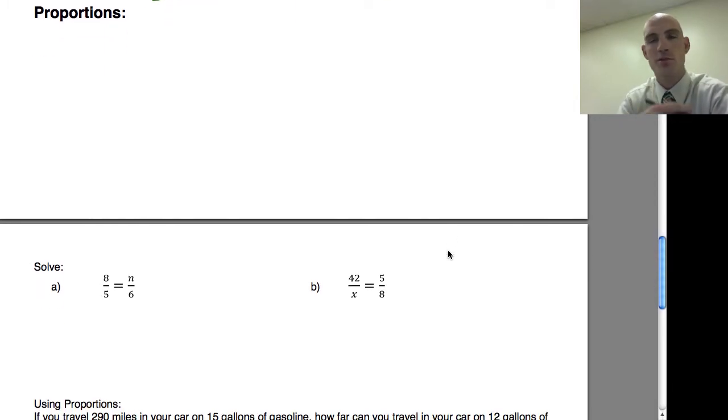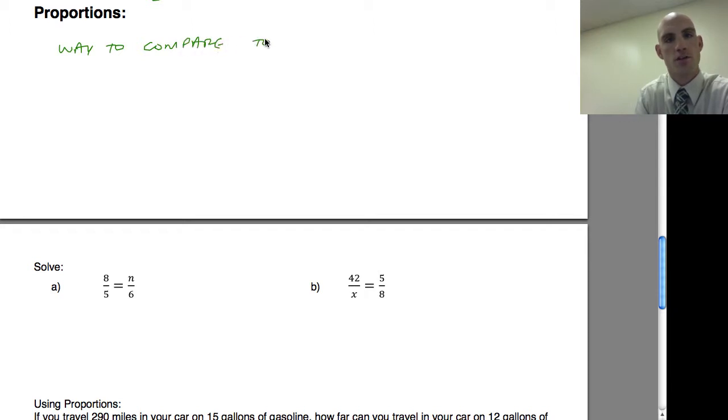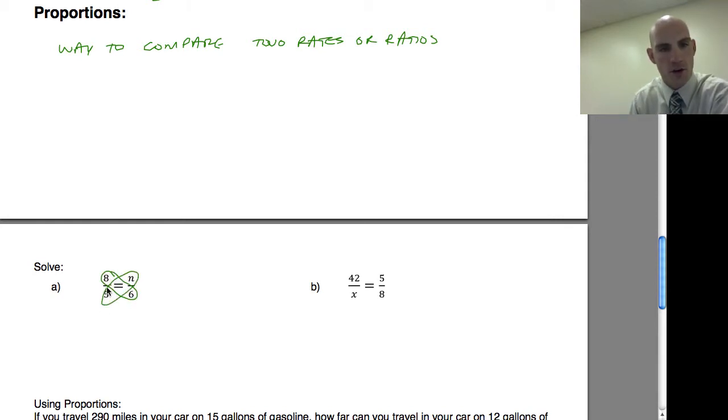The last one is proportions, and you understand proportions already. Proportions are another one of those comparison things. And so a proportion is a way to compare two rates or ratios. And so down here you see we have 8 over 5 is equal to n over 6. Well, we're going to compare these. And if you notice what I did here, this is actually called the cross products method.